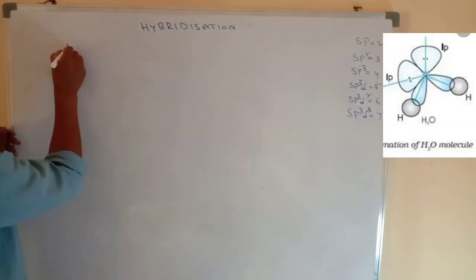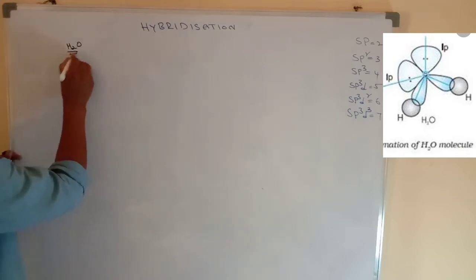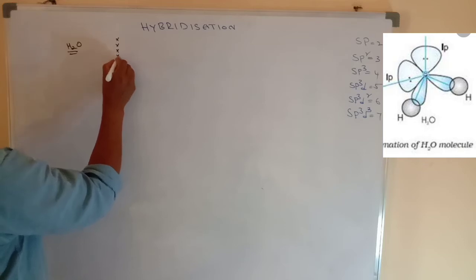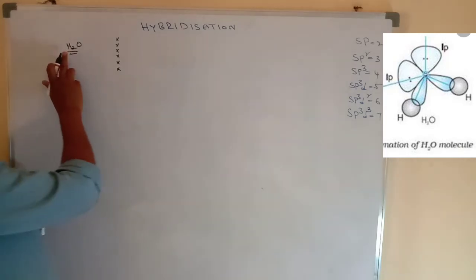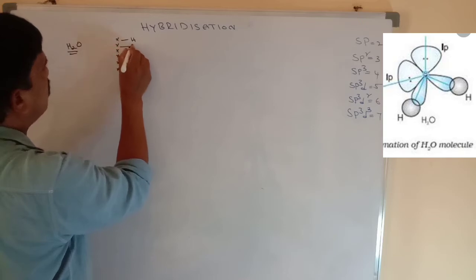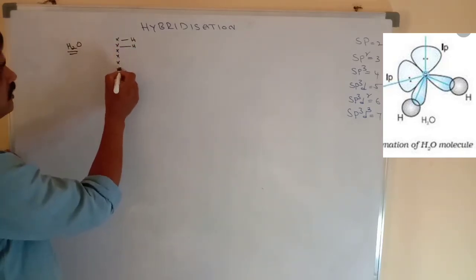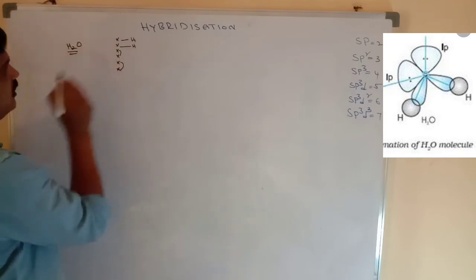Again, the water molecule, H2O. Oxygen is the central atom. Oxygen belongs to the sixth group, so I have written 6 dots. How many hydrogens are there? 2 hydrogens, so write 2 dots. Hydrogen always forms a single bond. Now the remaining dots, pair them. I want to pair these 2 dots, and these 2 dots.